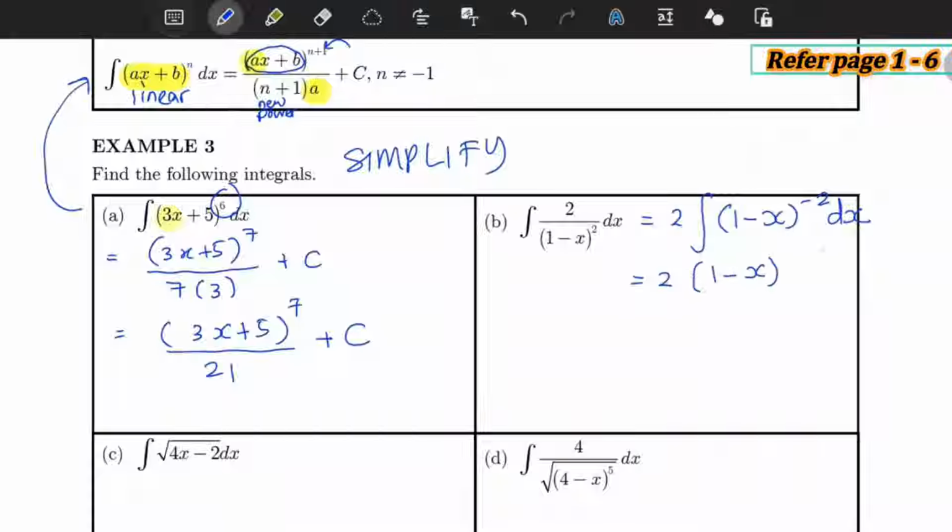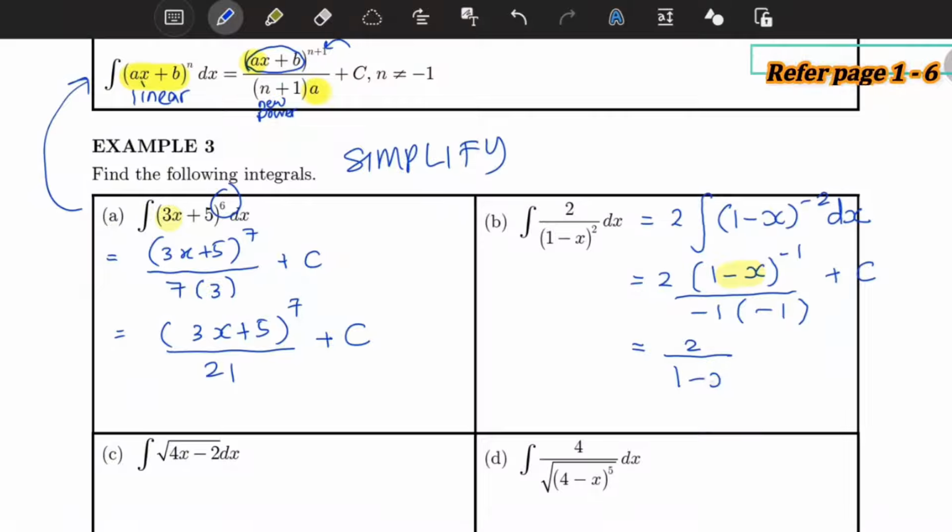1 minus x. Okay, increase the power by 1. We have negative 1. Divide by new power, which is negative 1. And don't forget to differentiate. Okay, differentiate the function, so we have negative 1 plus c. Okay, so the final answer is 2 over (1 minus x) plus c. Very simple, right?